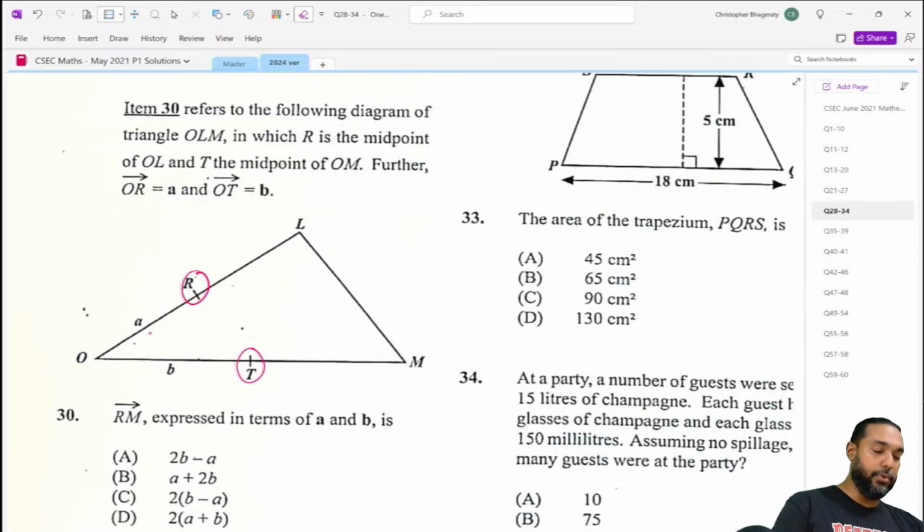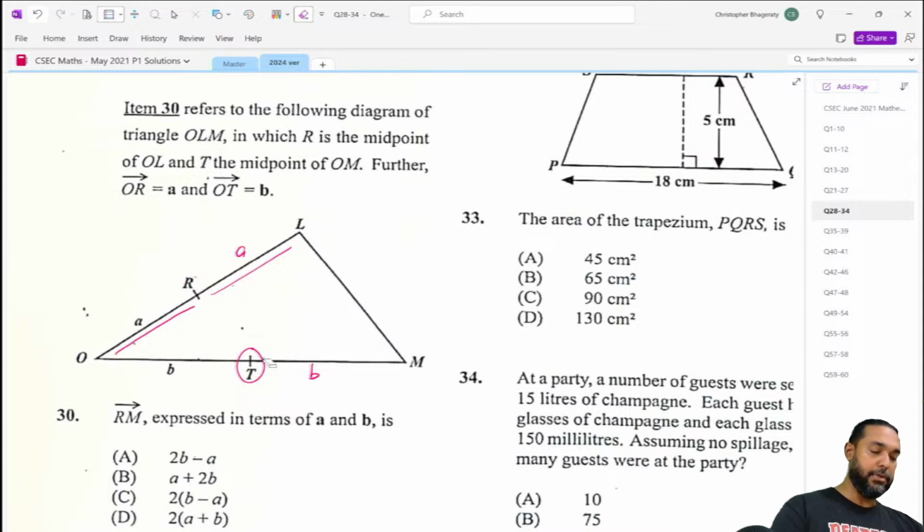Now, they're saying OR is A. OR is what fraction of OL again? Half, because R is the midpoint, right? Which means RL is also another half, which means that it is also A. Same thing down here. OT is B. T is the midpoint of OM, which means that OT and TM are two halves of the same line, which means this is also B. So now they want RM expressed in terms of A and B.